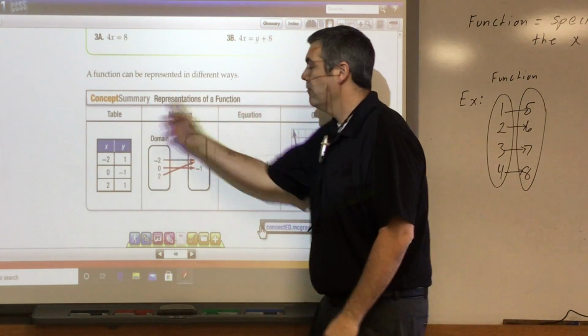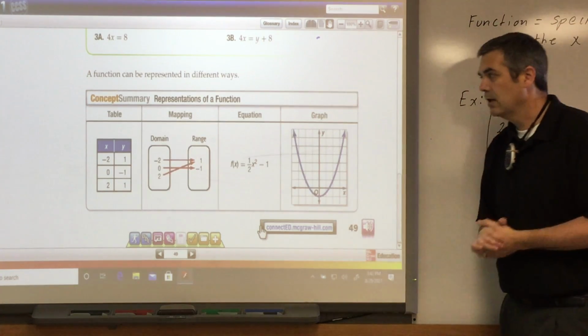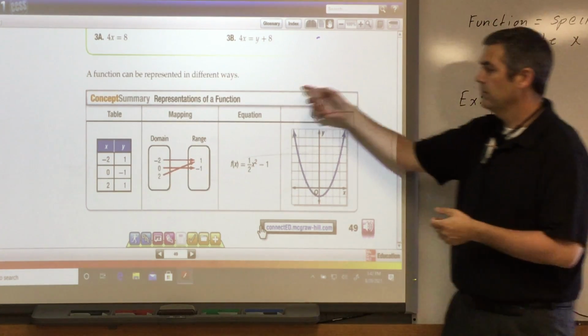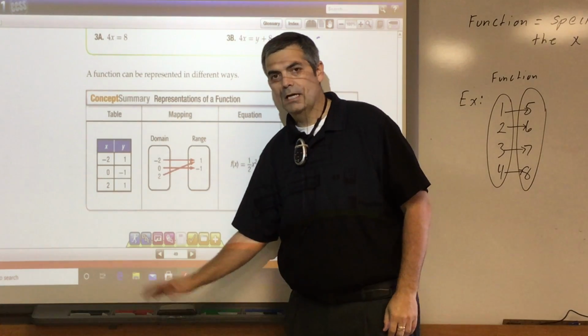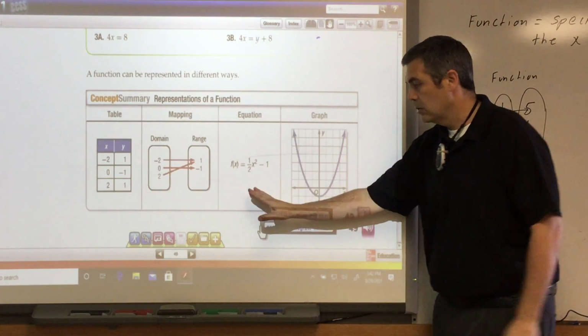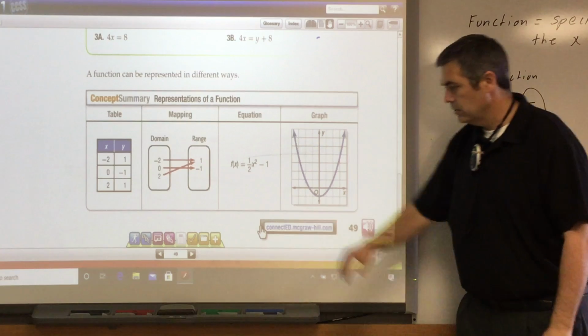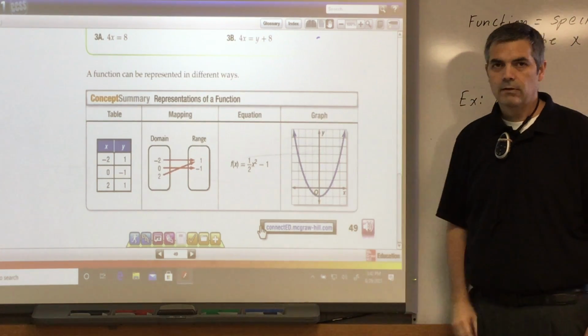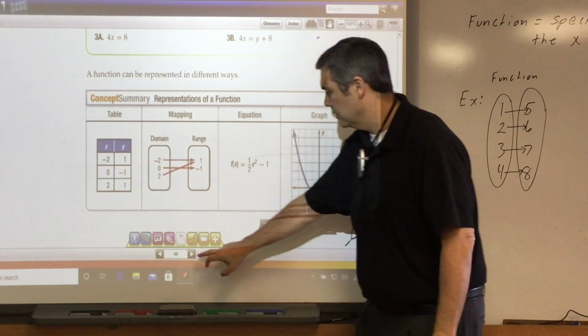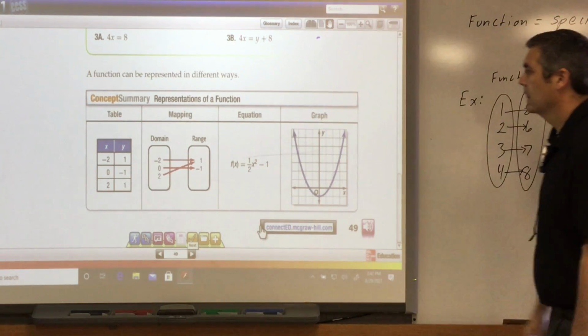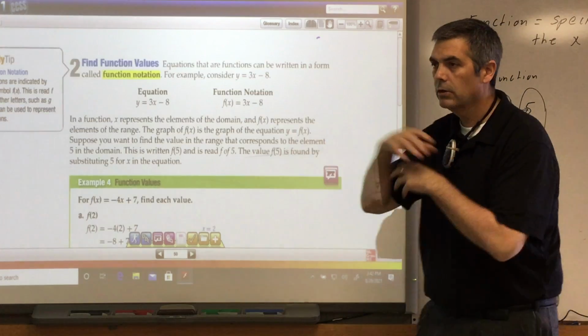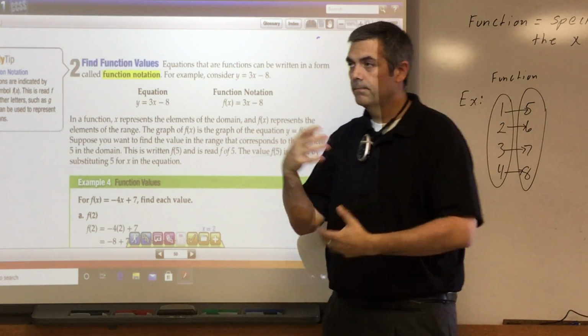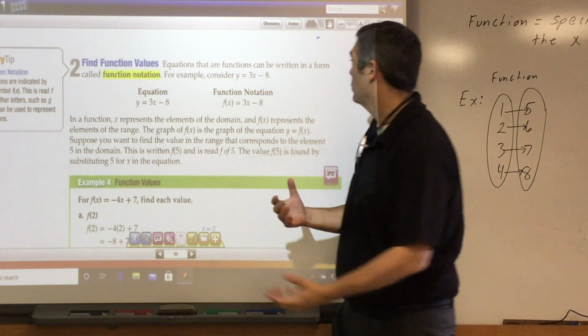All right. Then you have all the different ways that you can represent a function. Representation of a function: you can represent it as a table. You can do mapping, equation. And graphing, the big one we're going to use later. By the way, it is a function. Okay? Different ways that you can go through this. You'll be using all of these different ways at different times depending on what we're doing.